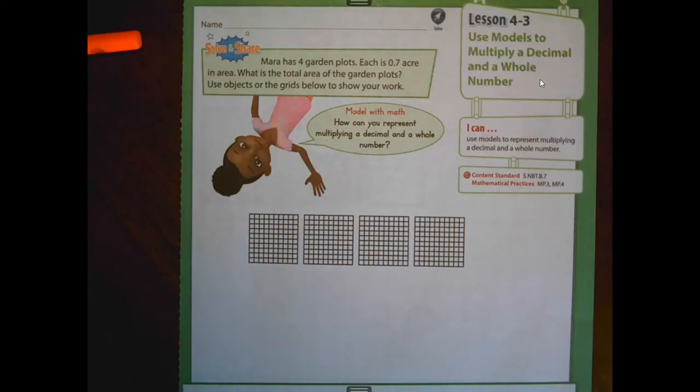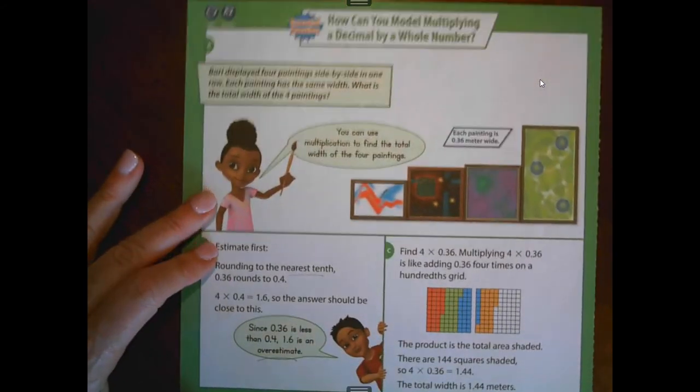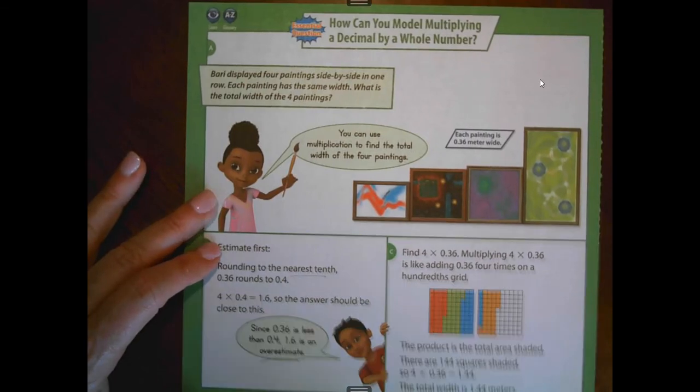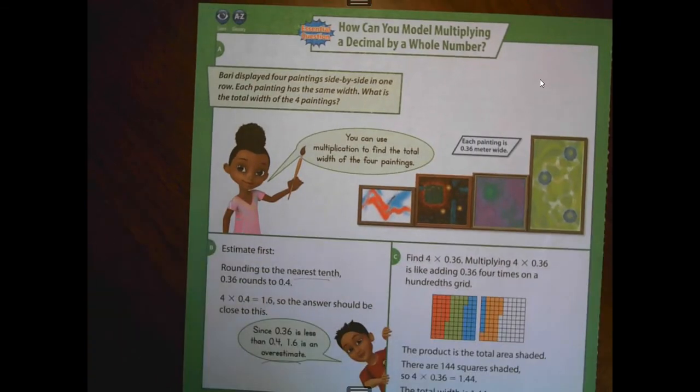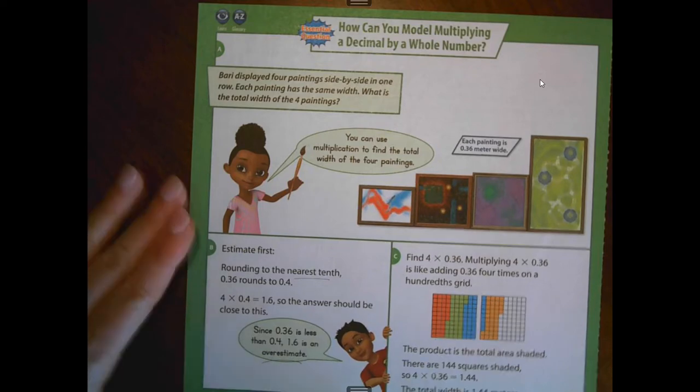Today we're working on lesson 4.3. We're going to be starting with using models to multiply a decimal and a whole number. We're going to move into actually doing this without the models. So we need to be in our books on page 178. We are in volume 1, and our essential question to guide us through the lesson is, how can you model multiplying a decimal times a whole number?